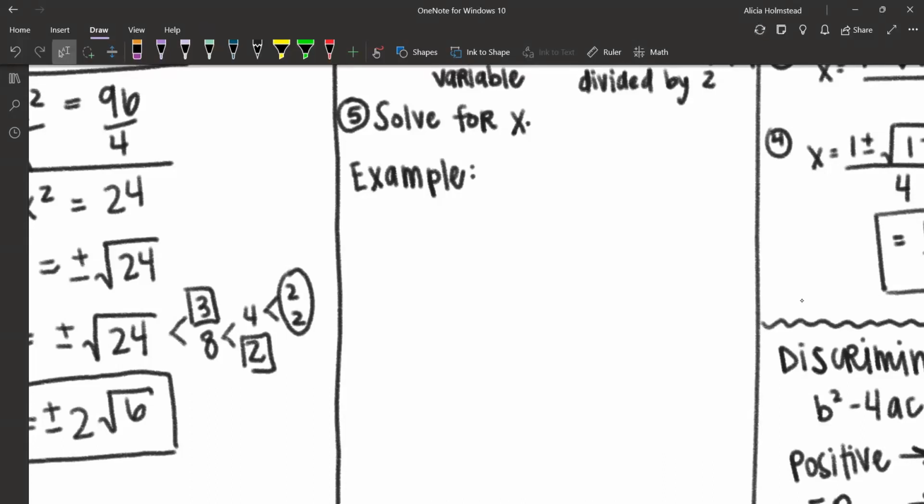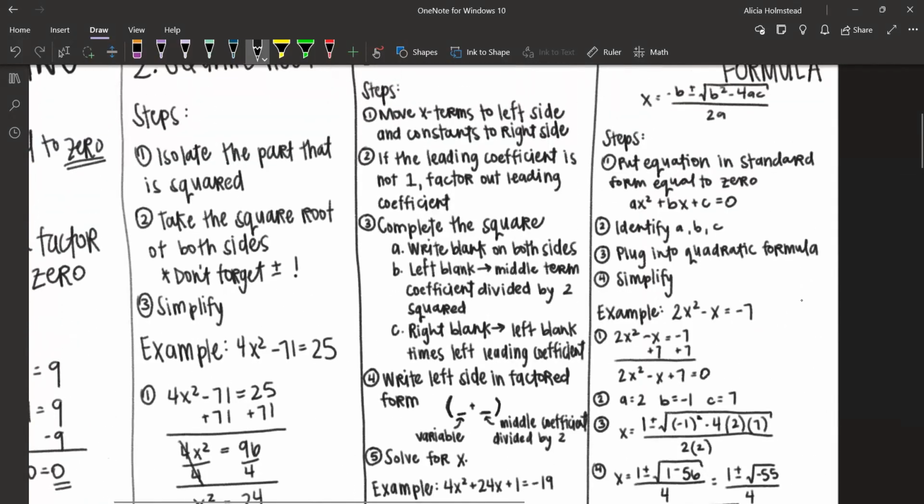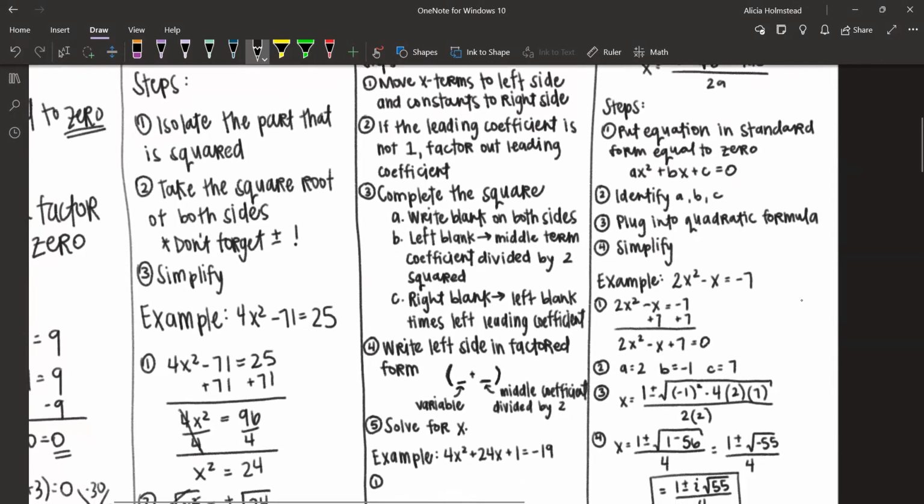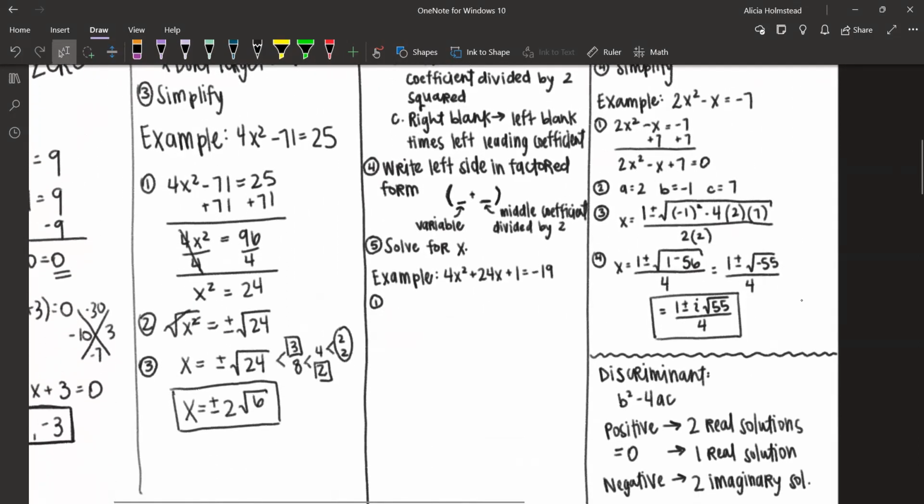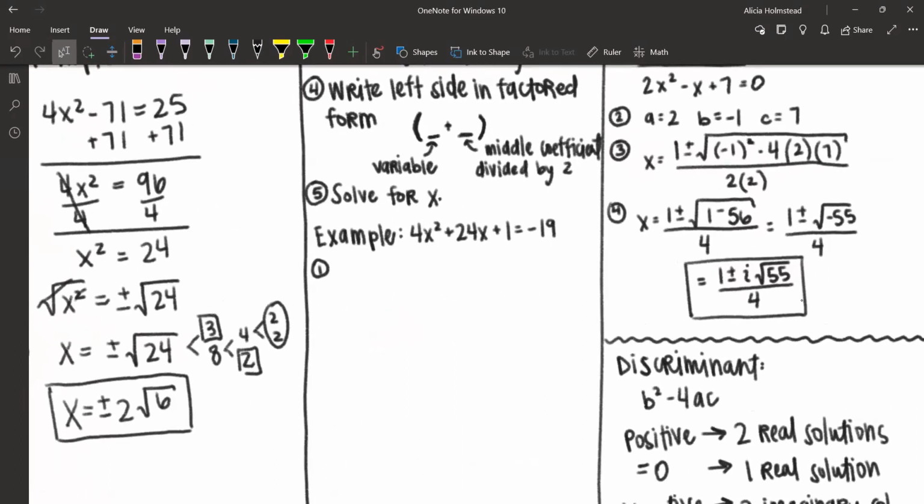So the example that we're going to do is 4x squared plus 24x plus 1 equals negative 19. So, step 1. If we look back up here, step 1 is to move the x terms to the left side and the constants to the right side. So, to do that, we would need to subtract 1 from both sides.